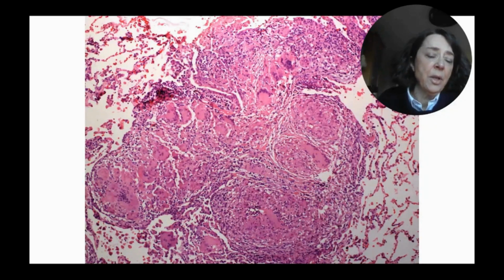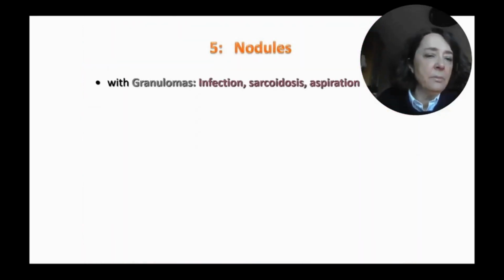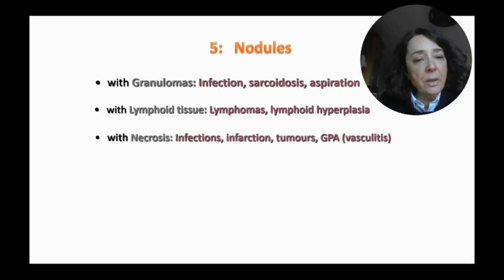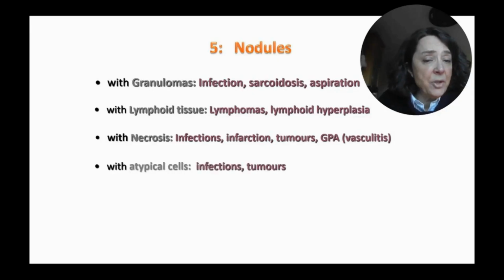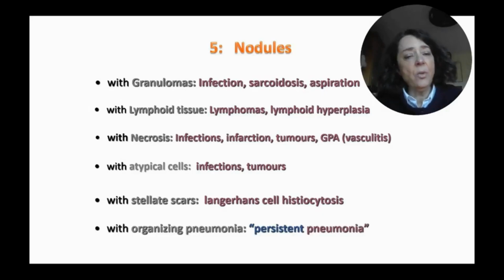Drug reactions can give you granulomas. So the differential is quite extensive, but it's very helpful when you have the information and you can give the differential. So with granulomas: infection, sarcoidosis, aspiration, berylliosis, drugs. These are the more common, but you have some more. Lymphoid tissue, you have to think of lymphoid hyperplasia, and you have to exclude lymphoma. Necrosis: infection, tumors, GPA, vasculitis, atypical cells, infections and tumors, and stellate scar, Langerhans cell histiocytosis, and organized pneumonia.